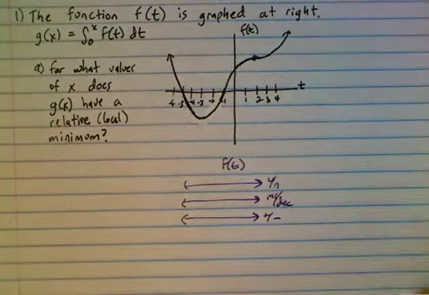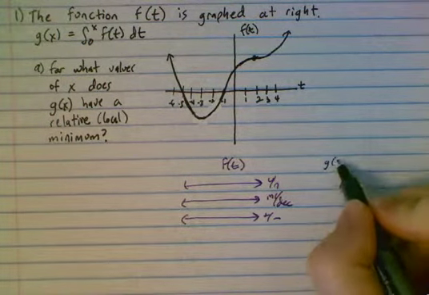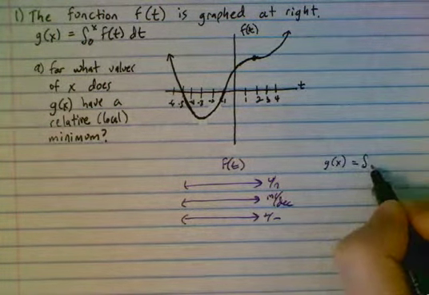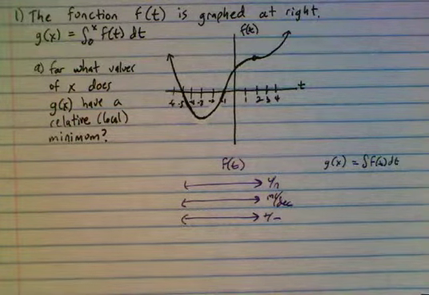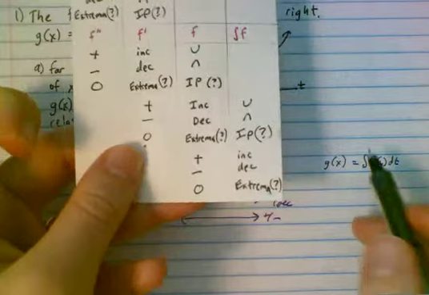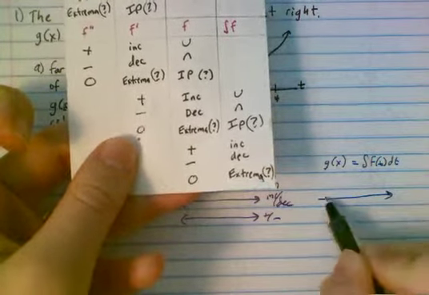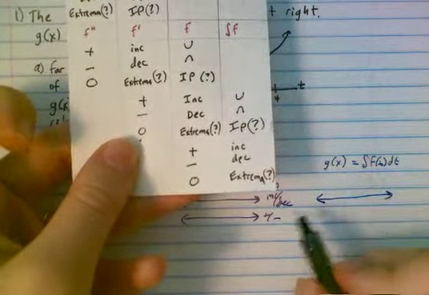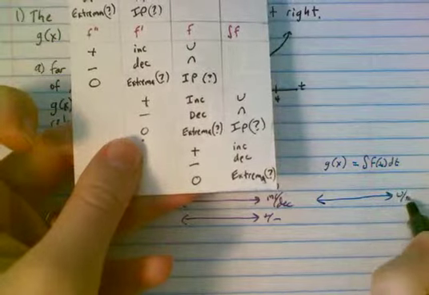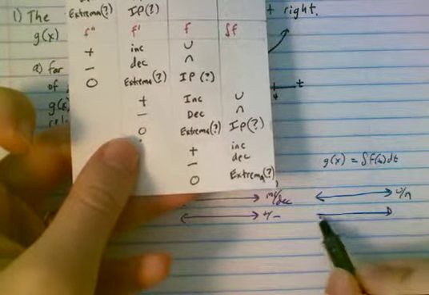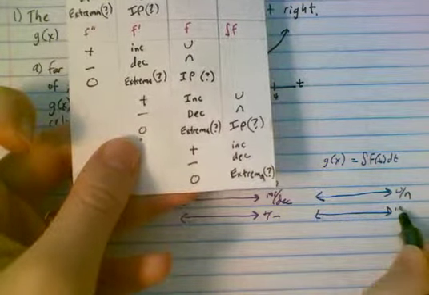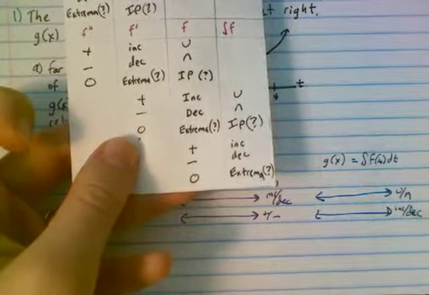Let's see what we need. So we know that g of x is the integral. So we are translating this way. There is no translation for concavity. Increasing, decreasing becomes concave up, concave down. Plus minus becomes increasing, decreasing.